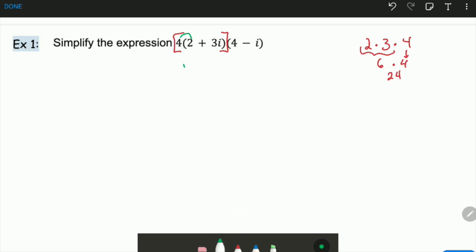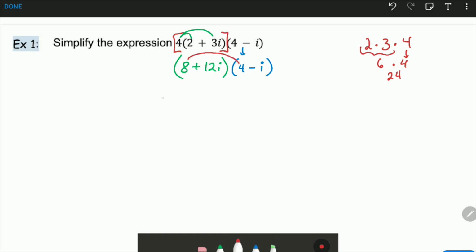4 times 2 is 8. 4 times 3i is 12i. So there's the result of that first multiplication. I'll bring my 4 minus i down. Now we just have to do the second multiplication and then combine any like terms.